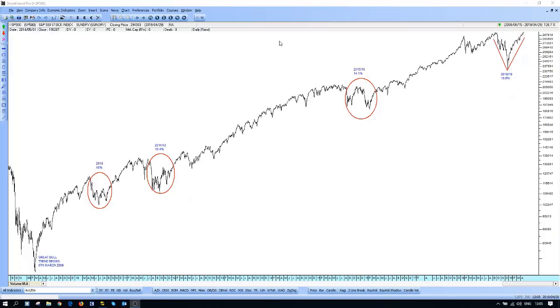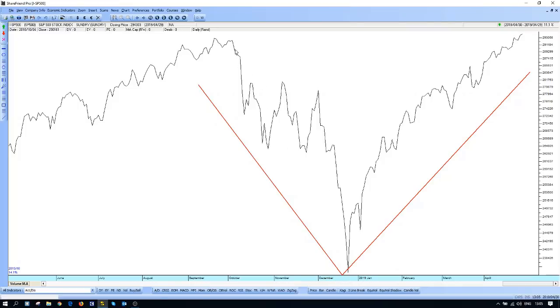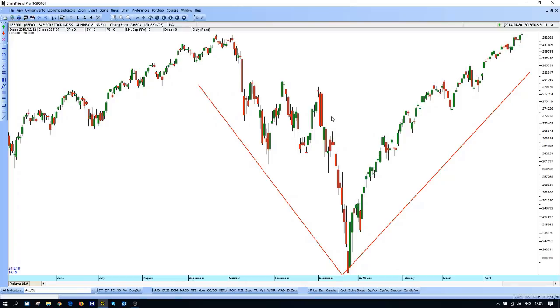So if we focus in on that correction, just the last one, here you can see it in more detail. I'm going to go to a candlestick chart, and you can see the V bottom that was caused by Trump's remarks very clearly there. And you can see that the correction from this high point here, 2930, which was made on the 20th of September 2018, it's run about 7 months. And we're at a new record high now of 2943.